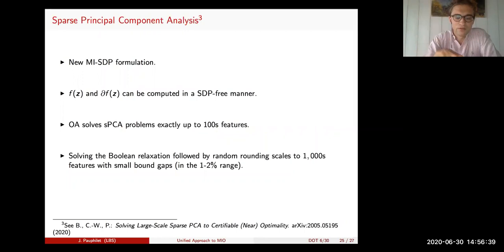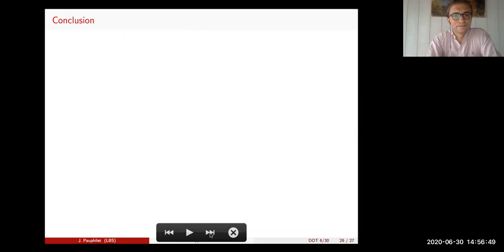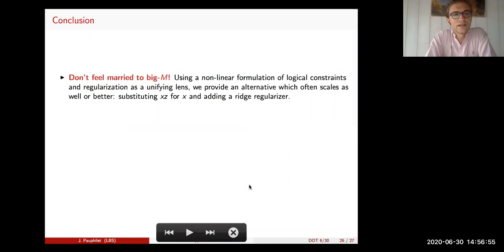You have reference to the paper if you're interested in. And there's many more numerical examples in the paper, binary quadratic, unit commitment, among others. So to conclude briefly, I think the main takeaway of this talk is really don't feel married to big M. And I think that's something we maybe don't teach enough, at least in graduate level classes.